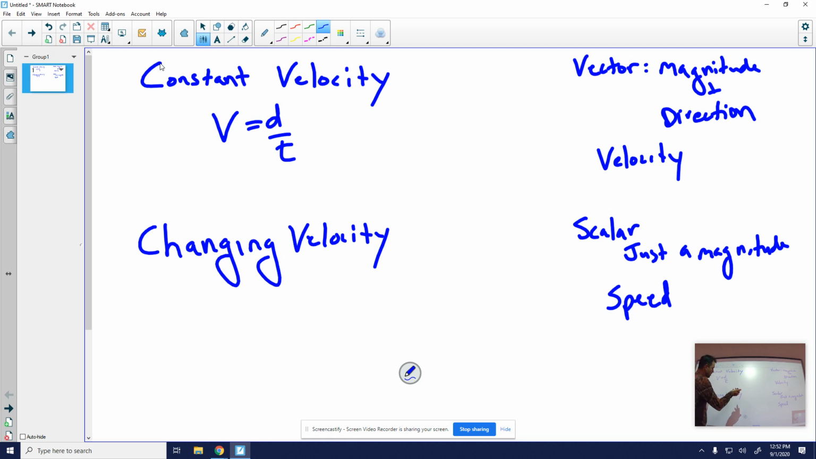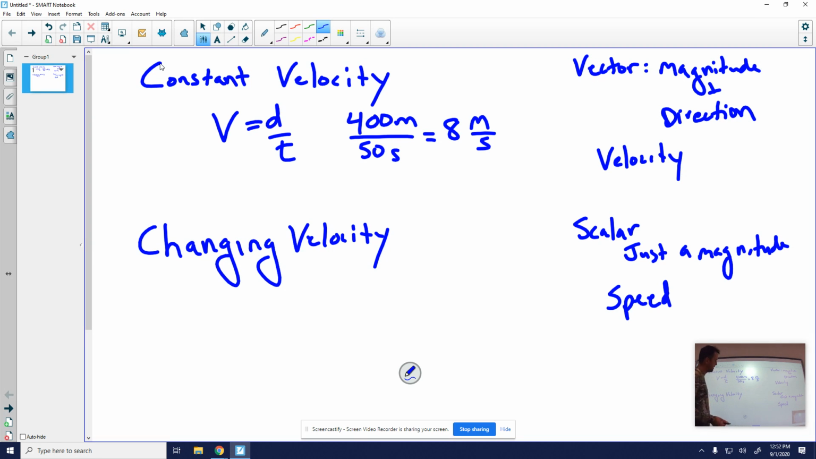So let's say, for example, I run the 400 meters and I can do the whole 400 meters in 50 seconds. Then I would have a distance of 400 meters, a time of 50 seconds, and my speed would be 400 divided by 50, which is 8 meters per second. That'd be super fast, by the way.